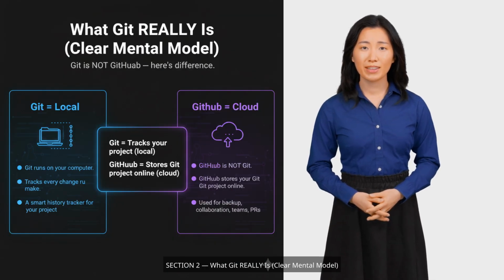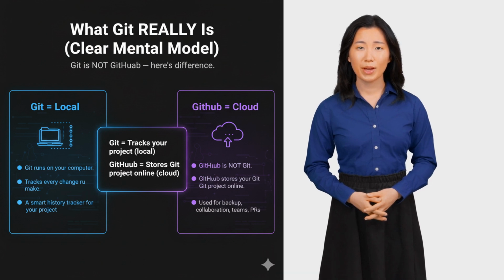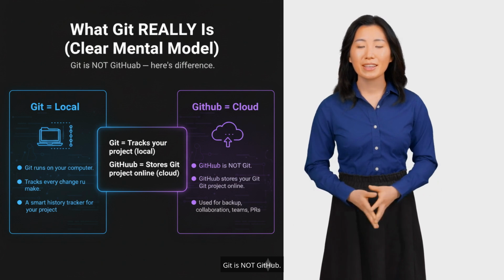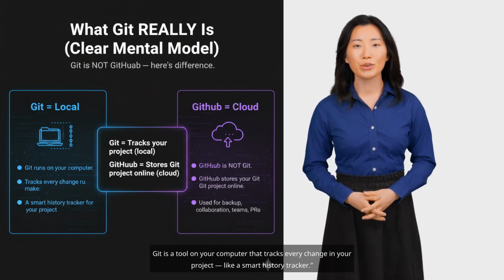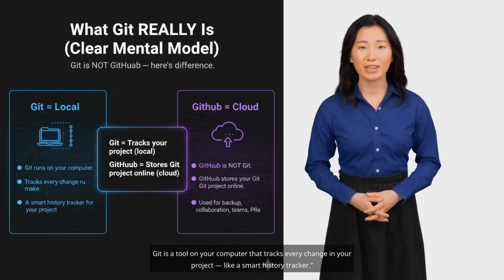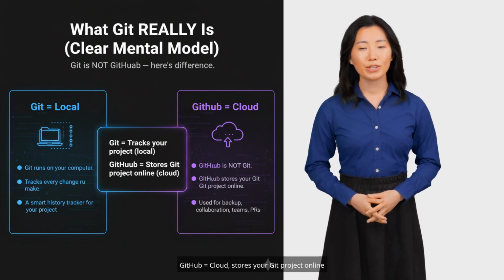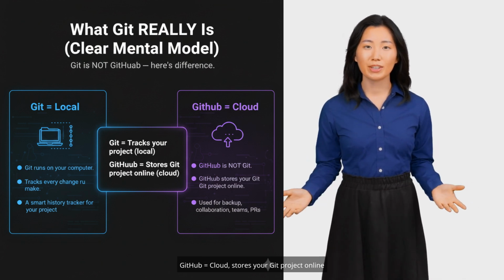Section 2. What Git really is. Clear mental model. Git is not a cloud service. Git is not GitHub. Git is a tool on your computer that tracks every change in your project, like a smart history tracker. Simple mental model. Git equals local, tracks your project. GitHub equals cloud, stores your Git project online.